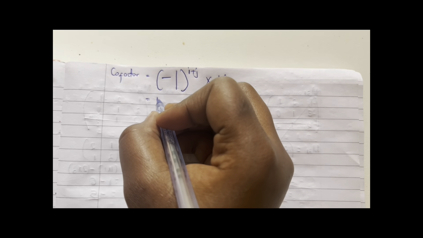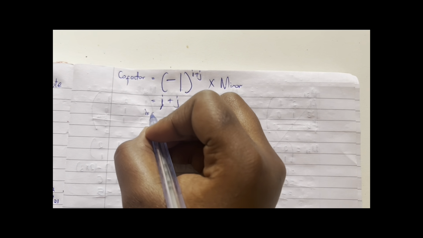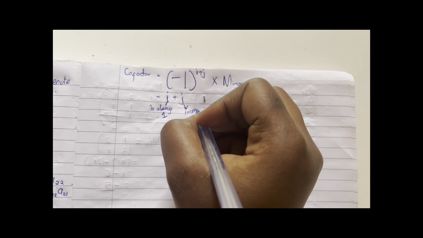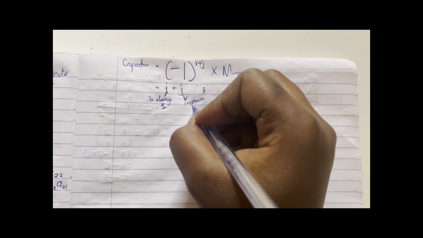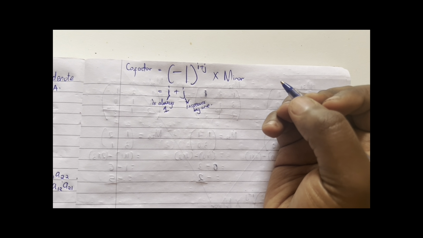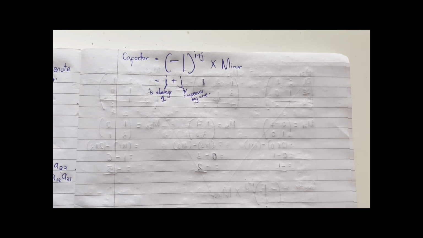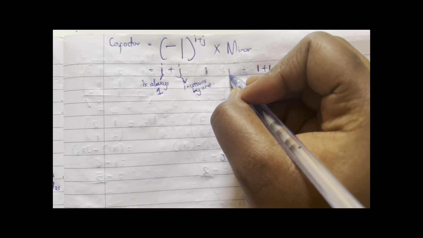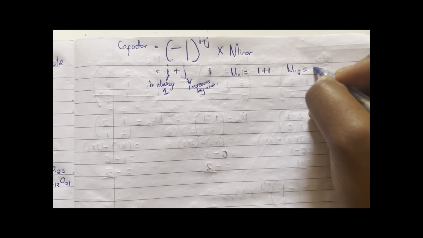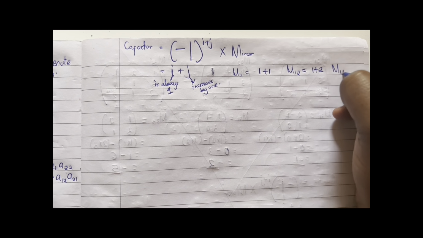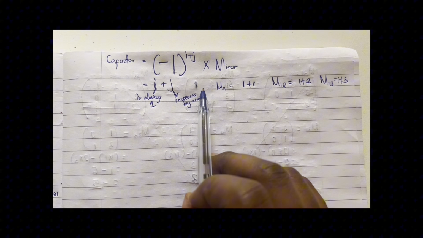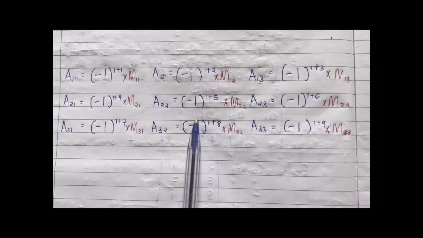So I'm going to talk about i plus j. The i is always 1 for the first row. The first j for M11 is always 1. Then it increases by 1 as you go along from M11 up to M33. Let me give an example of M11: we'll start with 1 plus 1 for M11. Then M12 will have 1 plus 2, so j is increased by 1. M13 will be 1 plus 3, and so on up to M33, which is the last minor. So you should have this as the formula for finding the cofactors.